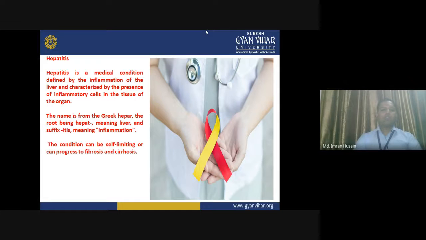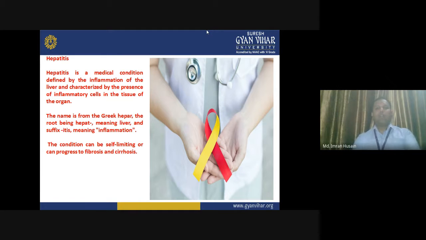Okay, so the name is from the Greek language. The term hepat means liver. So in Greek, hepa means liver, and itis means inflammation or swelling. So hepatitis, combined in the Greek language, means liver inflammation.